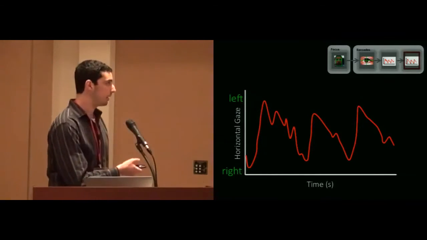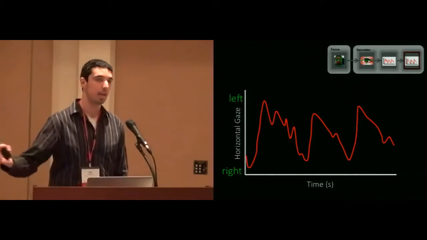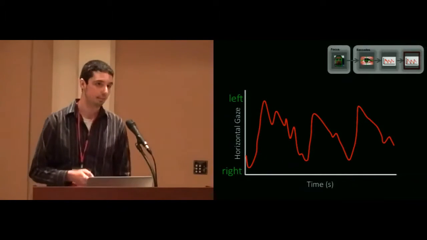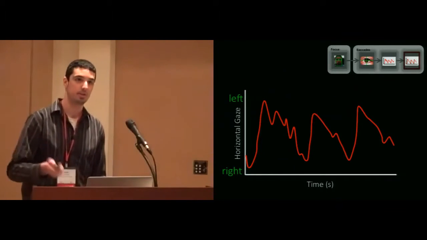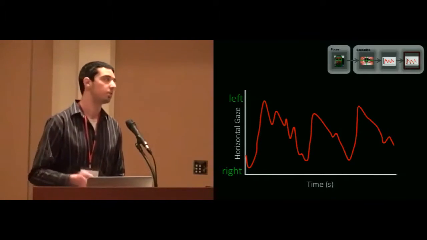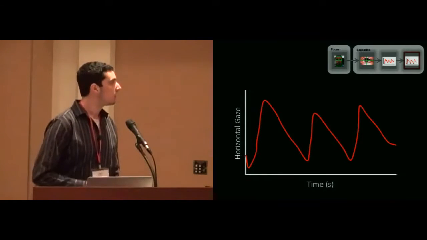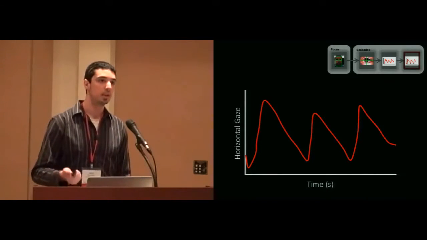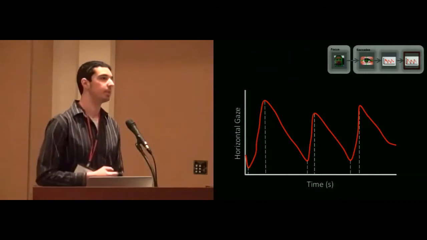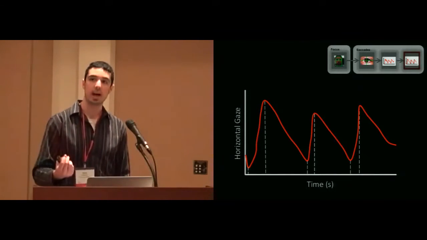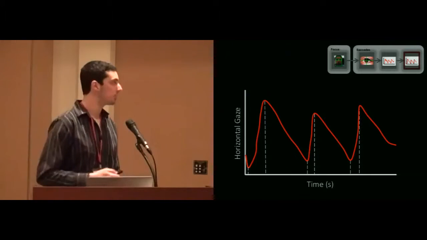On the bottom, I have the right horizontal gaze position, and on the top is the left. And we can see that the signal tends to be noisy. Eye trackers aren't perfect, especially in noisy conditions, such as walking. So the first thing we do is we smooth the signal using a low-pass filter, and we detect the peaks and troughs in this signal. And these are actually those saccades that were mentioned earlier, those gaze jumps.